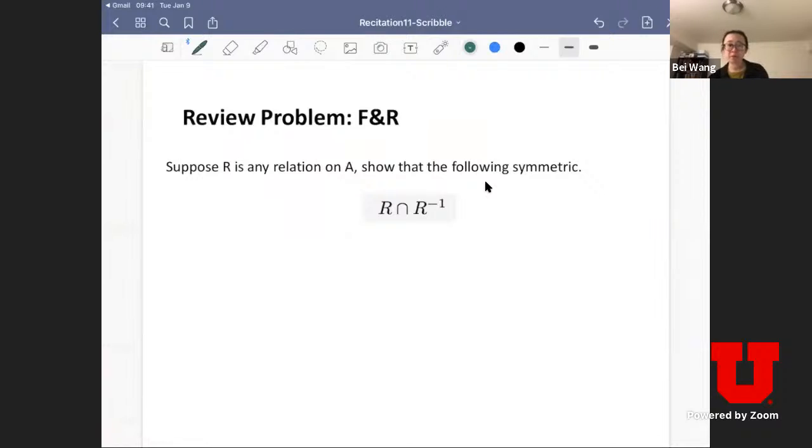So now remember we have learned proofs from chapter 2, but for the rest of the semester, you are always going to get some sort of proof related to the topic of that chapter. For example, here, I want you to prove that if R is any relation on a set A, show that R intersect R inverse is symmetric. Okay, so this is a proof regarding relations.